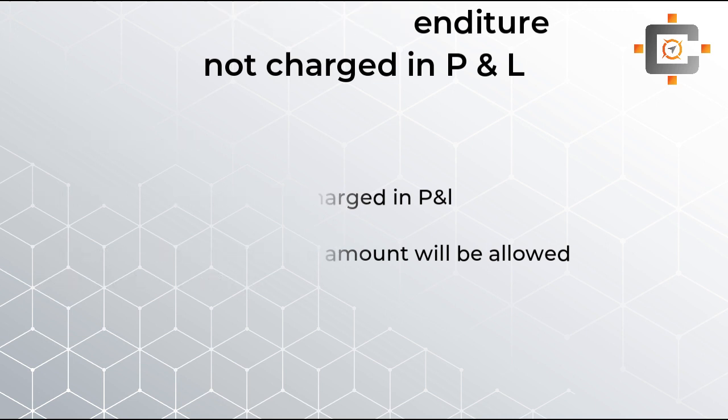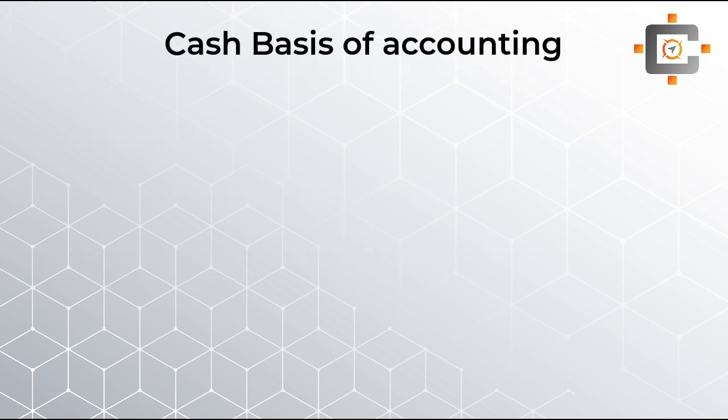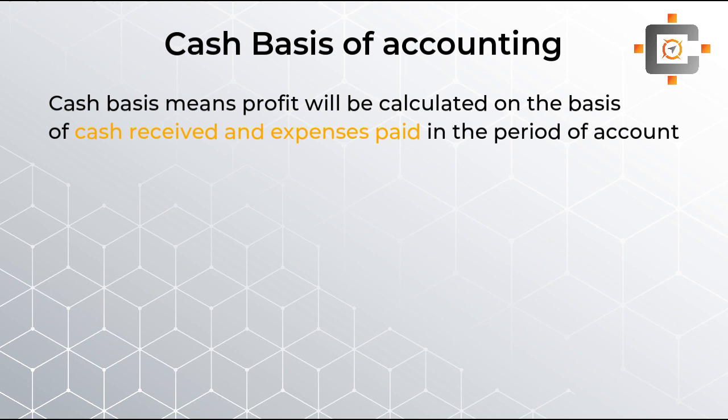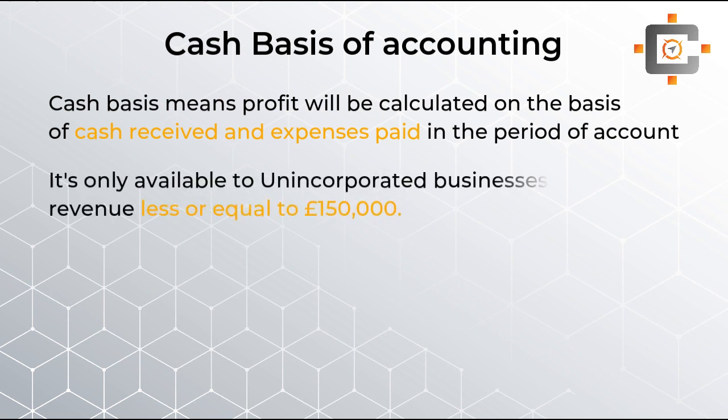Now, students, the last concept of the whole chapter is the cash basis of accounting. The cash basis will record income when received and expenses when actually paid. It's only available to unincorporated businesses, students. If you are planning to apply this concept as an LLP or company, then it's not available. Please remember that. But even for unincorporated businesses, it's only available if your revenue is lower than £150,000. If you want to start applying the cash basis of accounting, then that is the limit, £150,000. So you can start applying the cash basis of accounting.